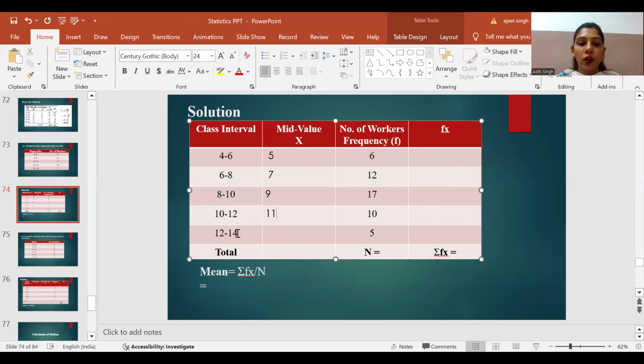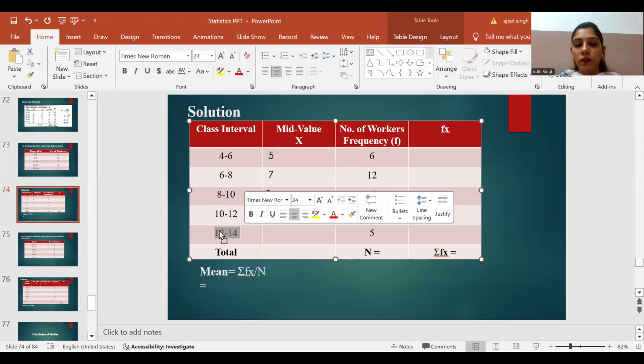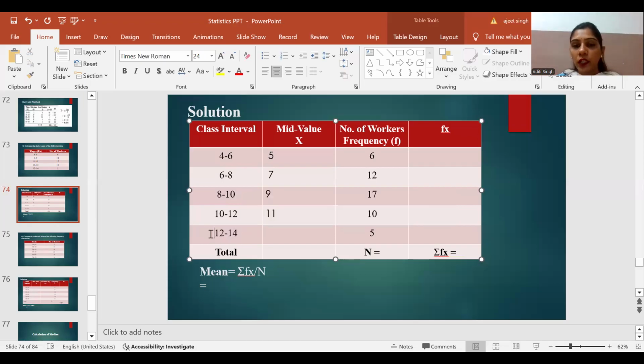Now for this class interval 12 and 14, the lower limit is 12 and the upper limit is 14. We have to add these. The answer is 26 divided by 2, which means the answer is 13. So this is how we calculate the mid value of a given class interval.